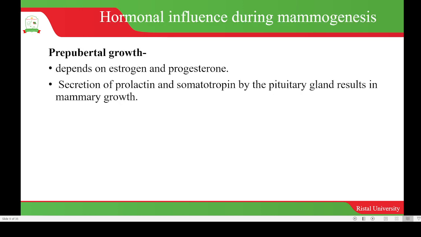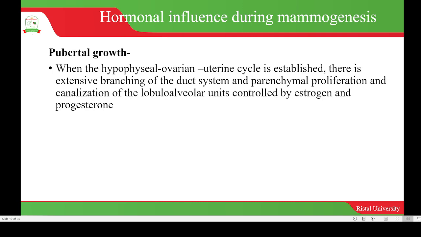The hormonal influences during mammogenesis. We have the prepubertal growth and the pubertal growth. Prepubertal growth depends on the estrogen and progesterone levels. The secretion of prolactin and somatotropin by the pituitary gland results in mammary growth. Pubertal growth occurs when the hypophyseal-ovarian uterine cycle is established, and there is extensive branching of the duct system and the parenchyma proliferation and canalization of the lobular alveolar units that are controlled by estrogen and progesterone.